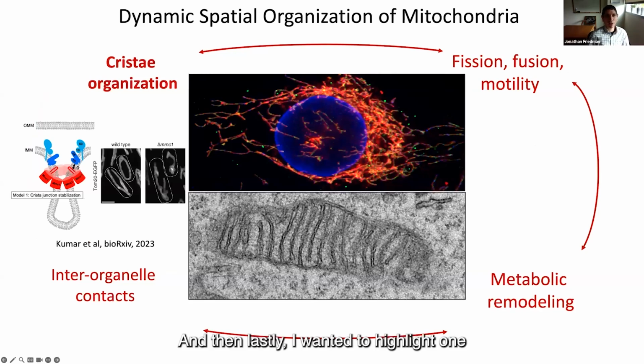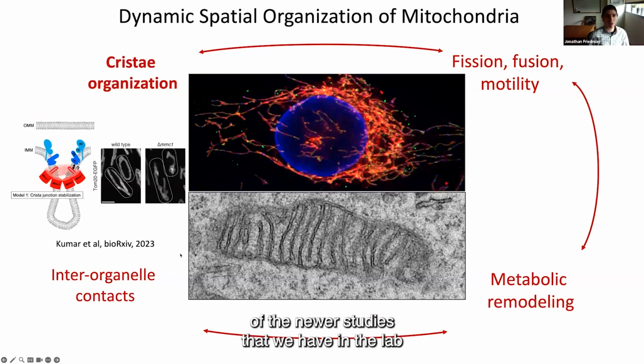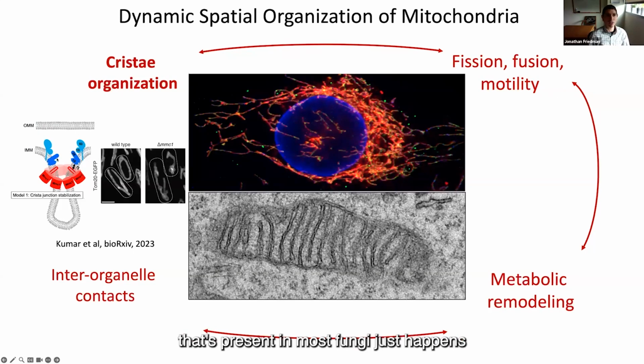And then lastly, I wanted to highlight one of the newer studies that we have in the lab that I'm not going to be going into in detail today, but I wanted to point out that we're using fission yeast as another model system because it has a really interesting pared down version of the MICOS complex with only a few core subunits. And by looking at this, we uncovered that there's an additional protein that's present in most fungi, just happens to be missing in budding yeast and was kind of missed along the way.